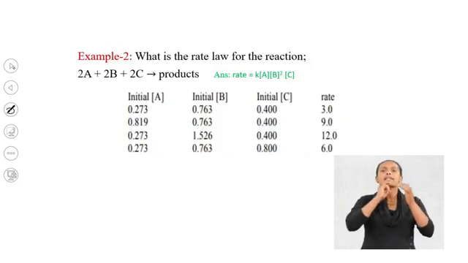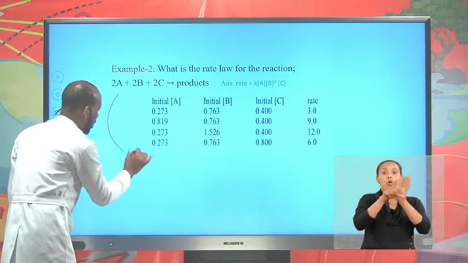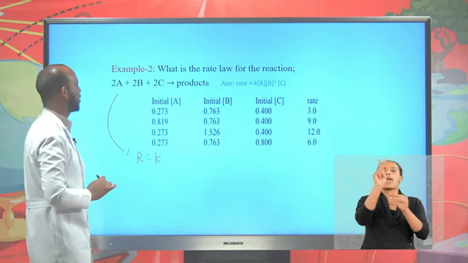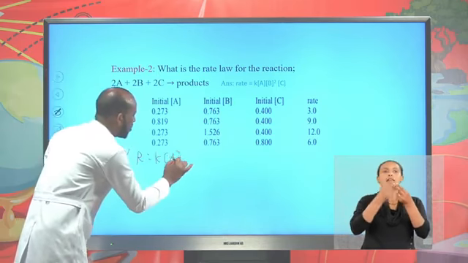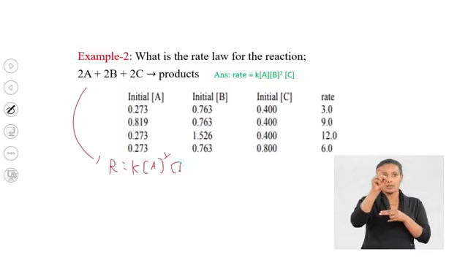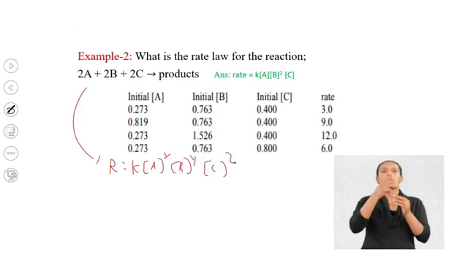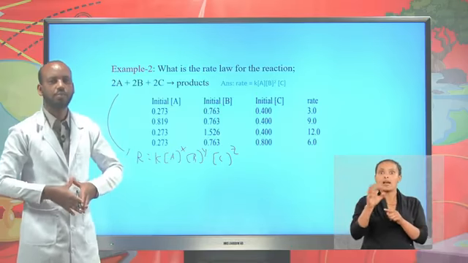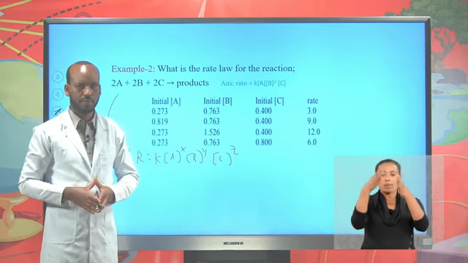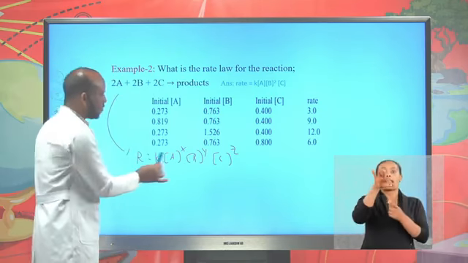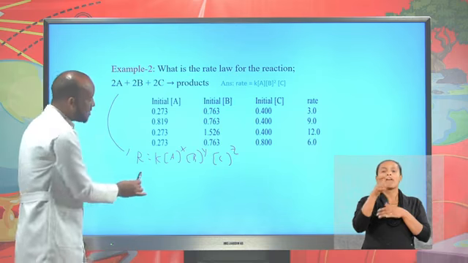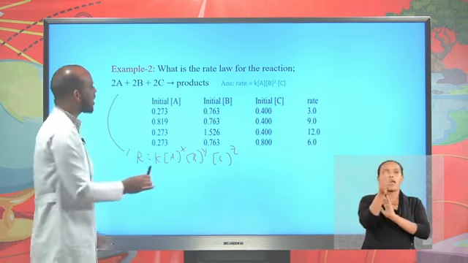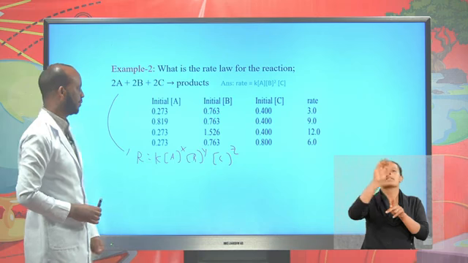What is the rate law for this reaction? The rate law for this reaction is rate equals K times concentration of A to the power X times concentration of B to the power Y times concentration of C to the power Z, where X, Y, and Z are obtained experimentally. To get the value of X, vary the concentration of A while keeping the concentrations of B and C constant.